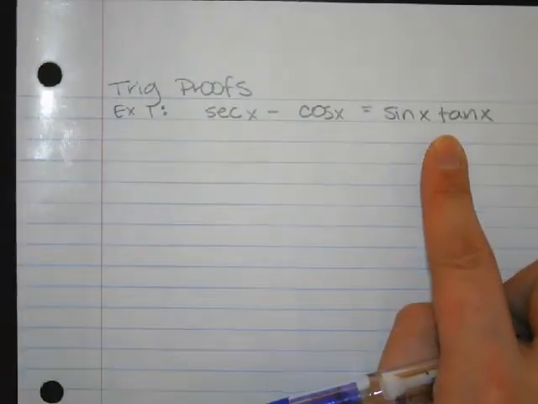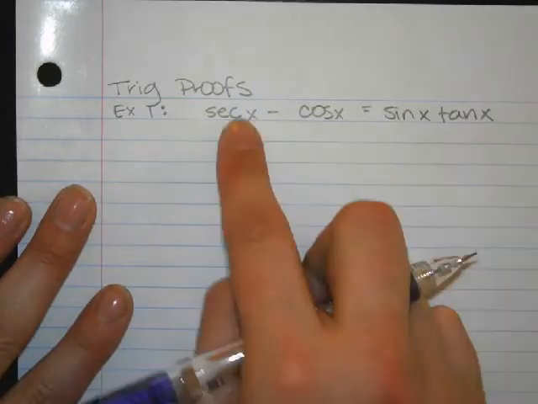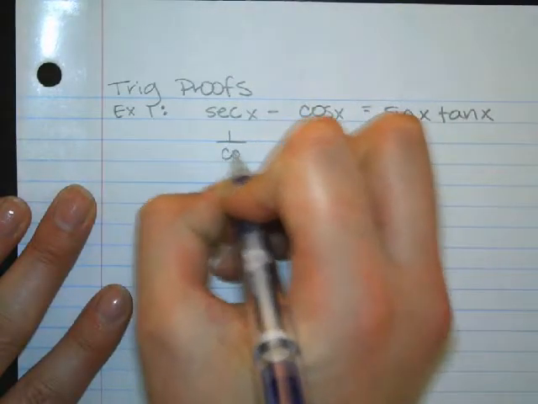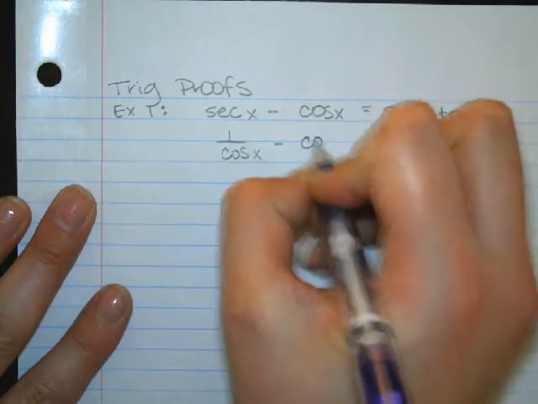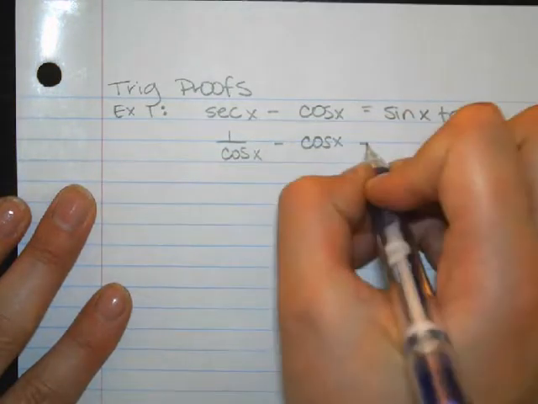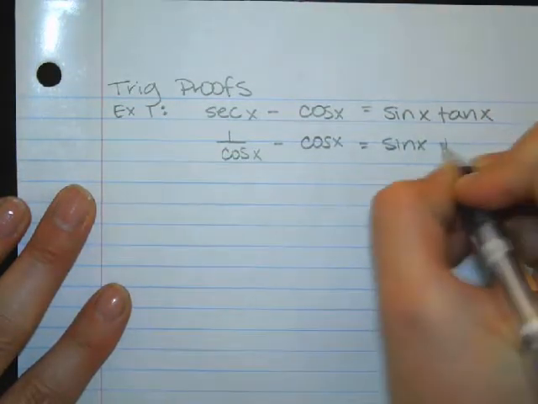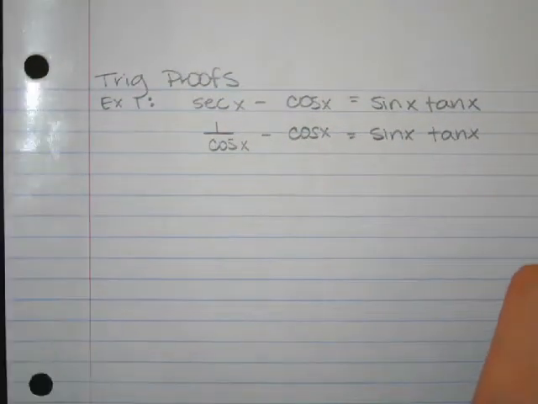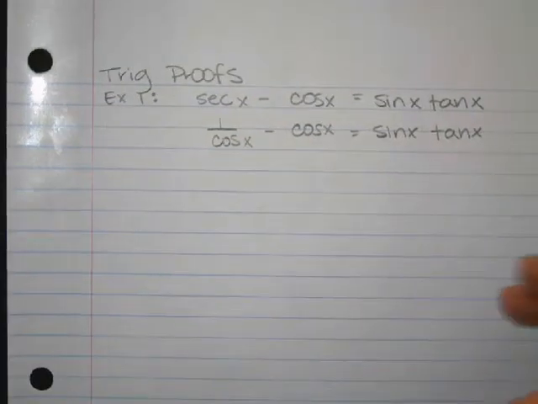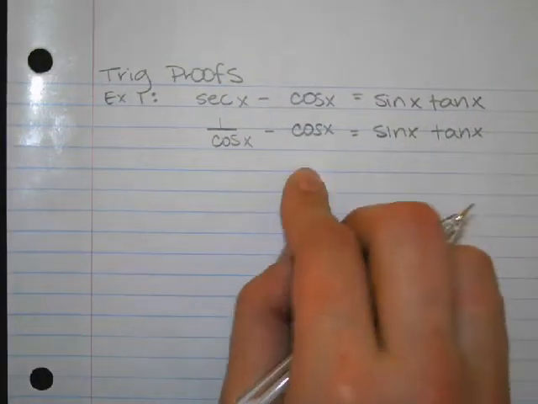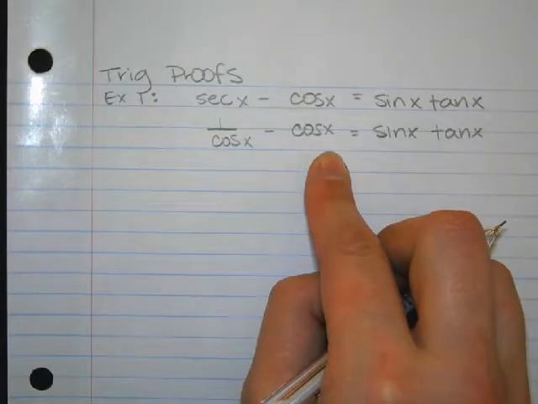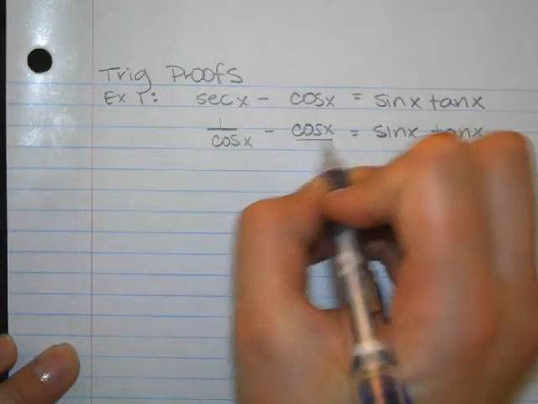Okay? So what on the green sheet do you think you could use? 1 over cos minus cos, right? Okay? I keep this the same. I never get to touch it. The sine x tan x is going to stay the same throughout the entire problem. Okay? I have a fraction minus something that's not a fraction. Make it a fraction. I'm going to put it over 1.